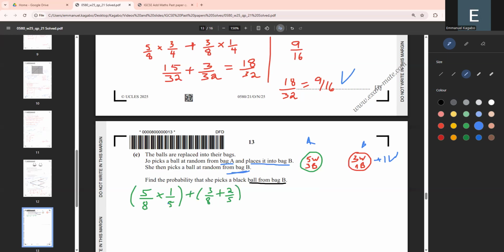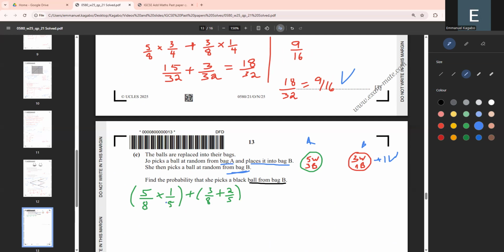Let me repeat one more time. I'm assuming he picked white ball first from bag A. He takes it in bag B. So how many white balls did you have in bag B? There were 3. So how many do you have now in total? They're going to be 4. But black balls have not changed. They're still 1. So it's going to be 1 out of 5.